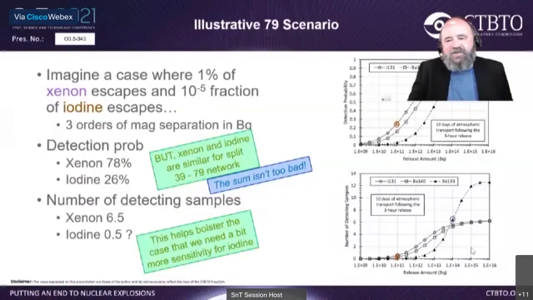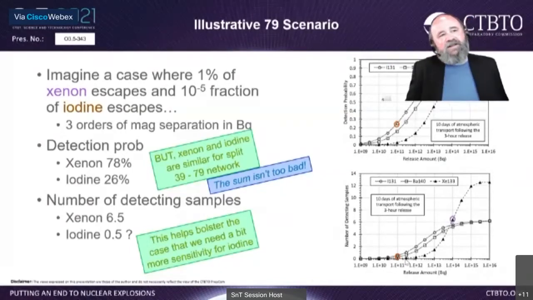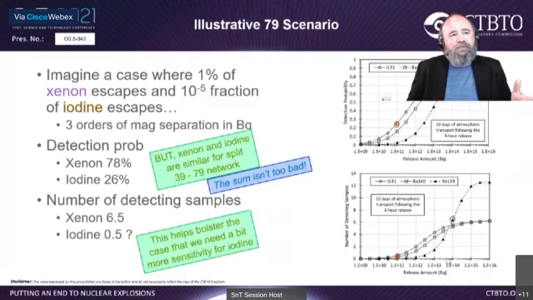The number of detecting samples for xenon for a 79 station network is 6.5, but that would only be about 3 on average for a 39 station network. Iodine is only 0.5. If we had a little more sensitivity, like a factor of 2 or 3 more sensitivity for iodine, we could on average have an iodine sample to add to a xenon sample in these cases where we would have a small release.